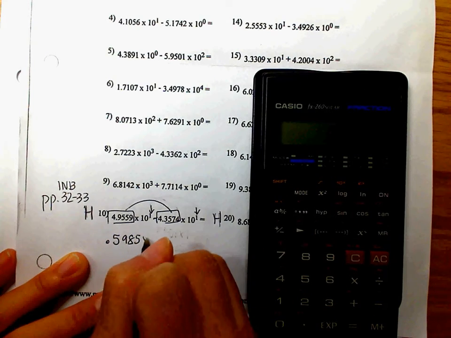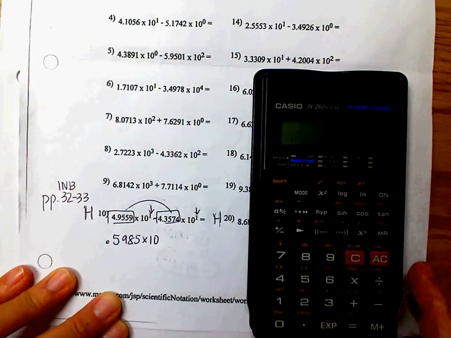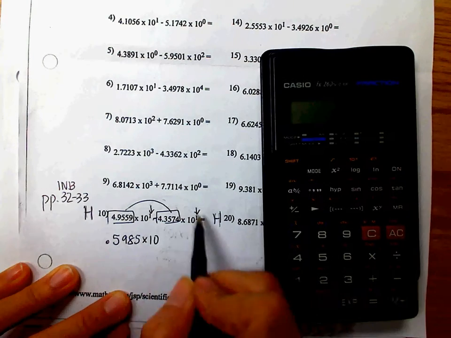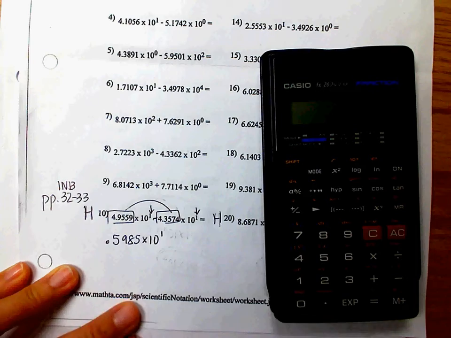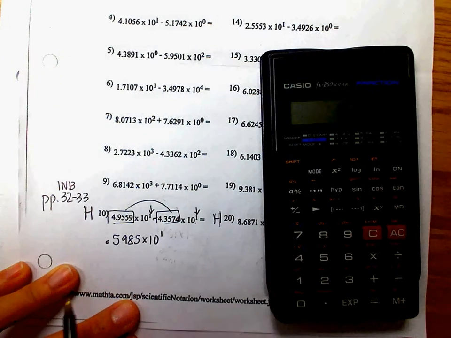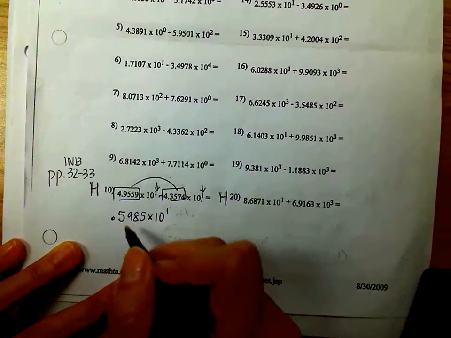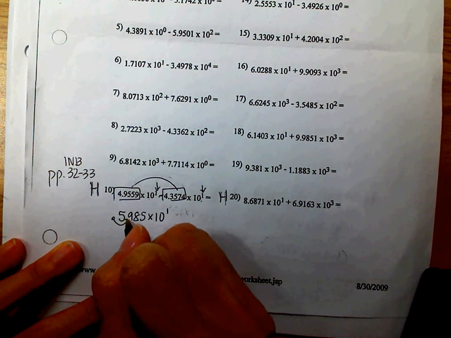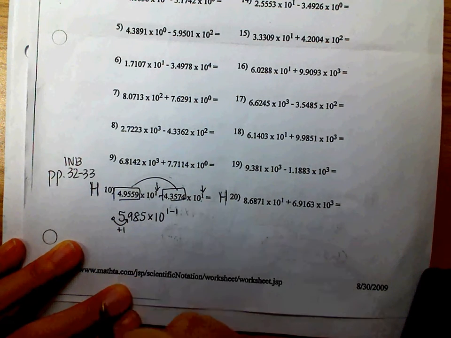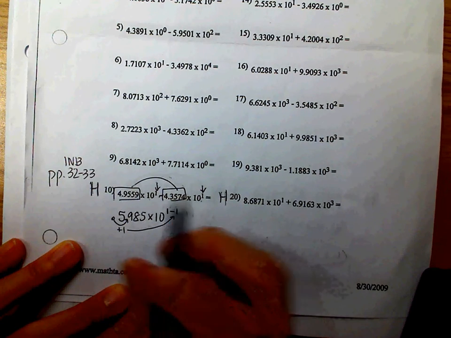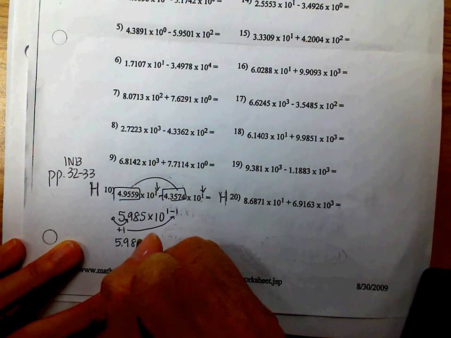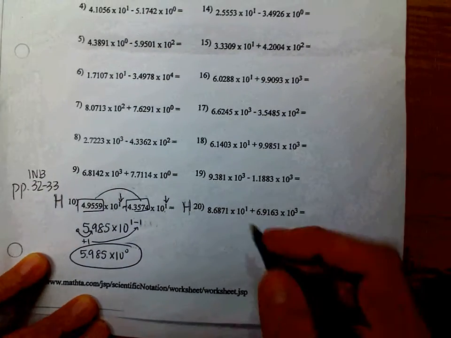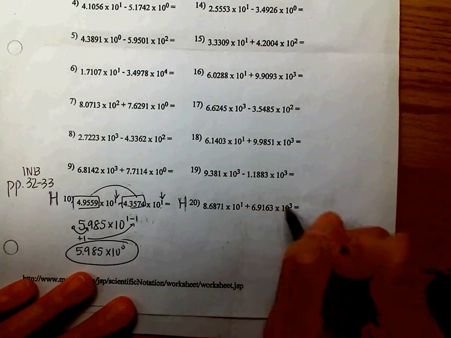0.5985 times 10. Now be very careful here, because when you are subtracting, you don't subtract the exponents, you keep the same exponents, okay? So we keep the 10 to the first power. Now this is not written in true scientific notation, so we're going to move it 1 to the right, and then we have to subtract 1 to balance it out. Okay, so subtract that 1. Becomes 5.985 times 10 to the 0. And that's my answer.